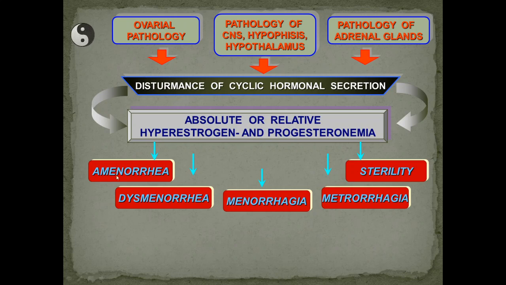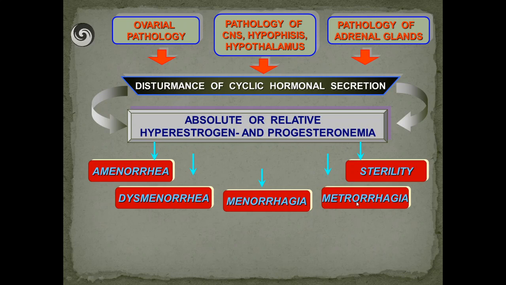So amenorrhea, this one, amenorrhea means absence of cycling bleedings. Dysmenorrhea, this one, when we have a cycling bleeding with significant pain. So painful cycling bleeding. Next one, menorrhagia. Menorrhagia means too much bleeding or too long cycling bleeding.